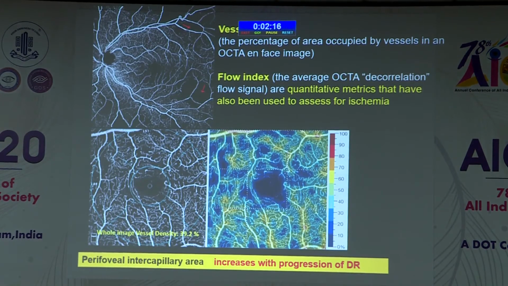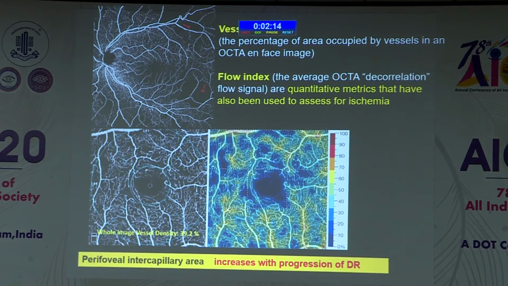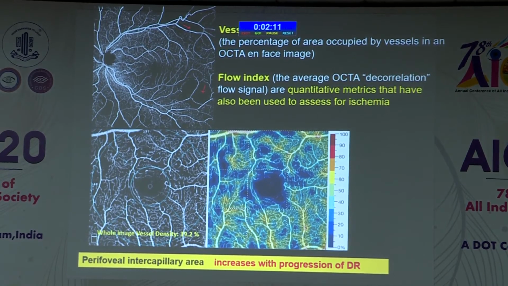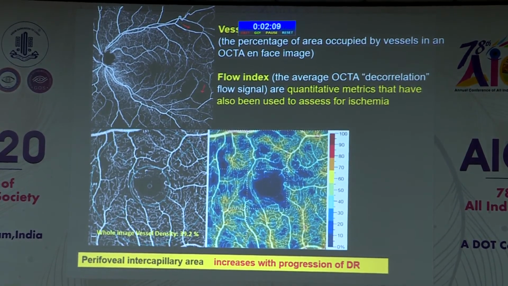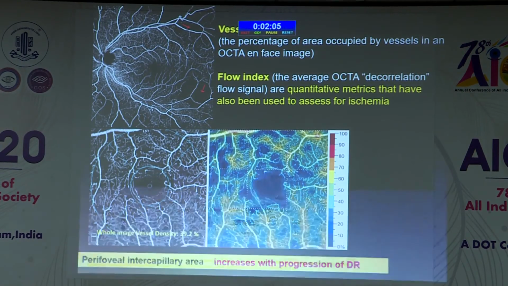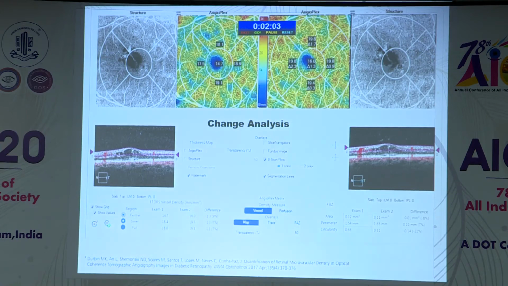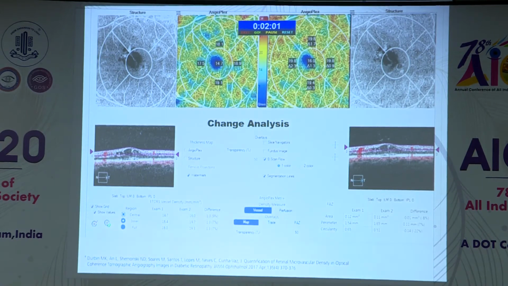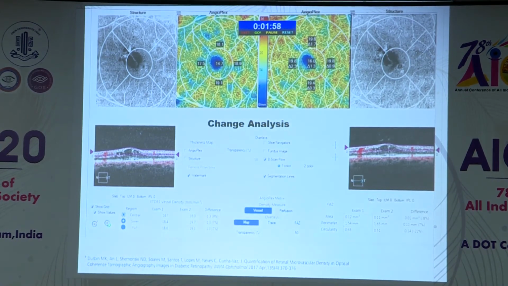You can also detect the vessel density and the flow index in an OCT optical using an OCTA. Qualitatively, these are metrics that have been used to assess the ischemia. Looking at the flow index, you can see how severe the ischemia is also. There is an interesting thing, which is a change analysis, which gives a plot over a period of time. What is the change of the FAZ over a period of time?